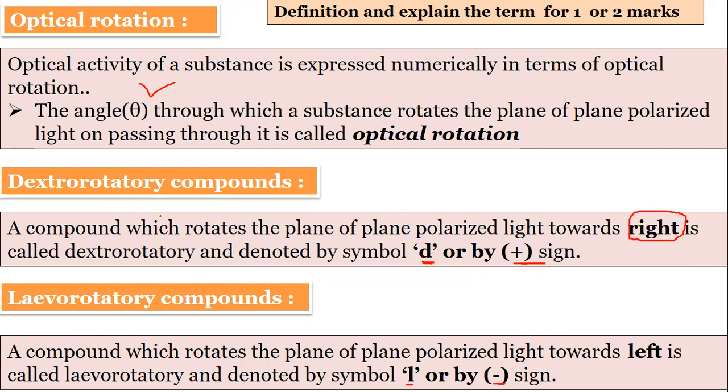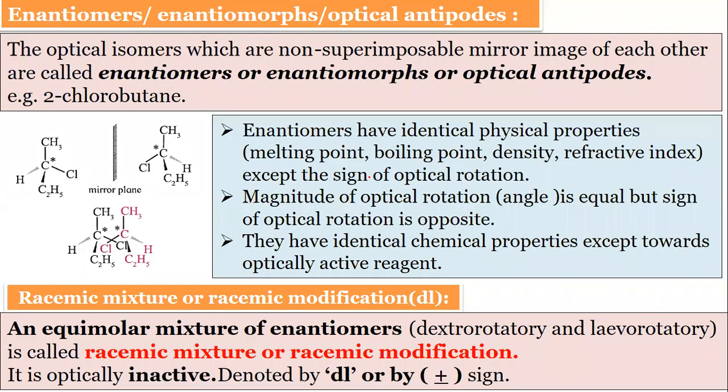So these definitions can be asked in the examination: define optical rotation, define dextrorotatory compounds, define levorotatory compounds, define chiral carbon, define optical activity. For definition purposes, all this is important. Okay. Now the next point is enantiomers. So you have to join again.